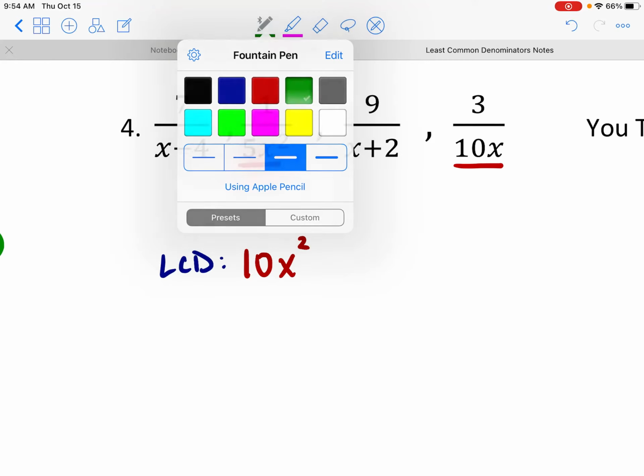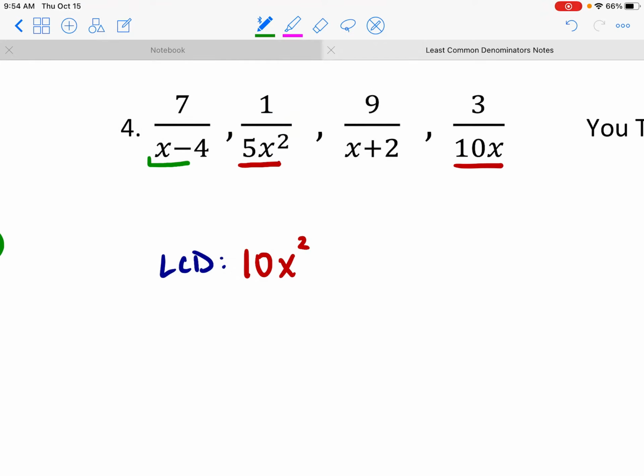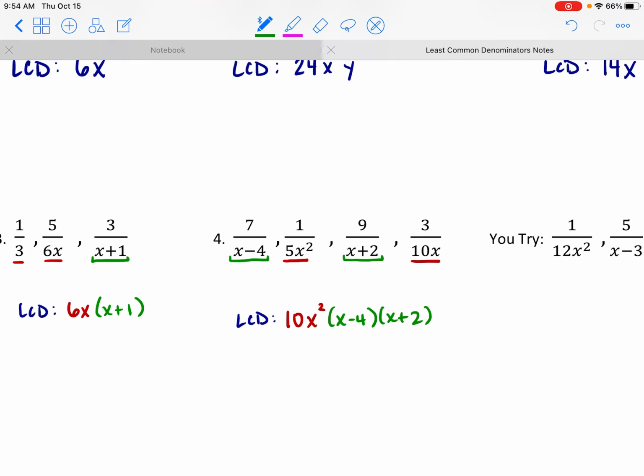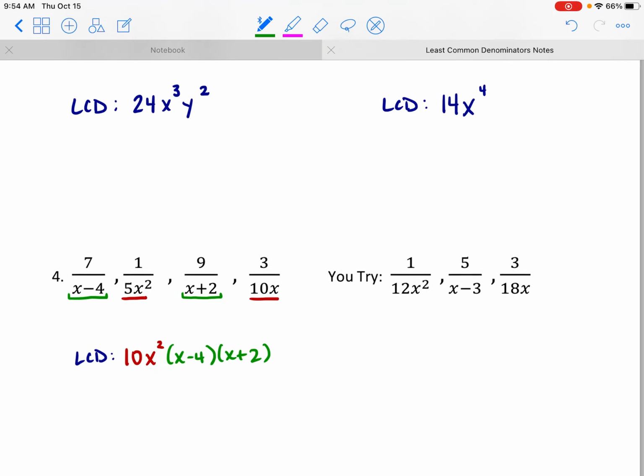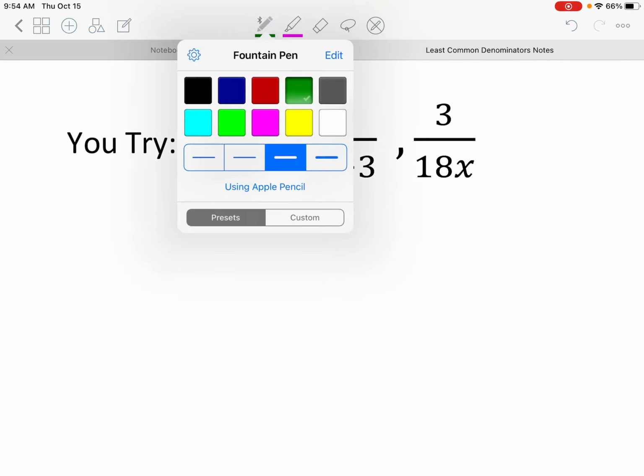And then binomials, simple, one of each. So if I have an x minus 4 here, I need an x minus 4 here. And if I have an x plus 2 here, I need an x plus 2 here. And that is my least common denominator for those 4 denominators. Okay? Again, if you're feeling like this is something you can handle, then try it out in the next one.